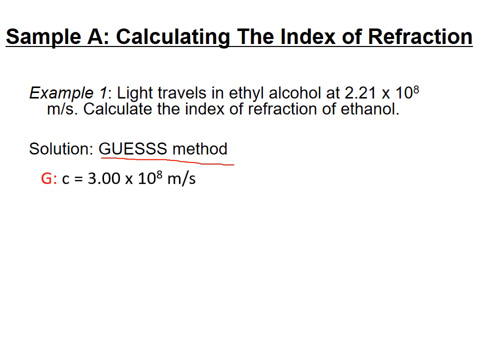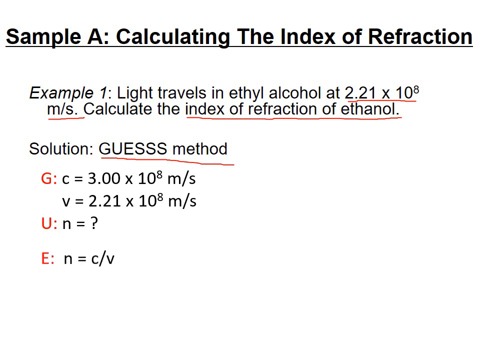the G stands for our given values. And even though it's not stated in the question, you always know your C value, which is 3 times 10 to the power of 8 meters per second. Another value given to you in the question is this 2.21 times 10 to the power of 8 meters per second. That's your V. That's how fast light travels in the ethyl alcohol. The U is the unknown value that we're looking for, the index of refraction in this case, because we're asked to calculate it. So N is equal to what? E stands for equation. So the equation we need to use is N is equal to C over V.